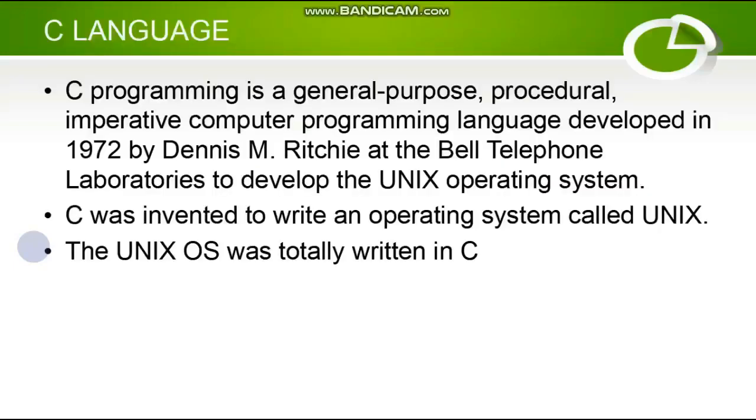What is C language? C is a general purpose procedural imperative computer language developed in 1972 by Dennis M. Ritchie at Bell Telephone Laboratories to develop the Unix operating system. C was invented to write an operating system called Unix. The Unix OS was totally written in C. That's basically the history of C language. It is a successor of the B language. Remember this point: C was invented in 1972 by Dennis Ritchie.